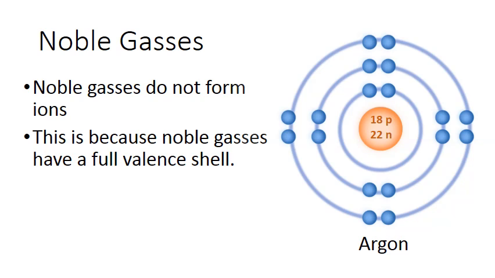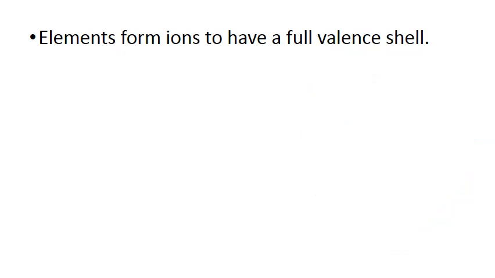Noble gases do not form ions. The reason is that noble gases have a full valence shell. So their outer shell, their outer orbit, has as many electrons as it can fit. So they don't form ions, because the reason elements form ions is to have a full valence shell. That's the whole reason they do it. So noble gases are already done. They don't need to do anything.